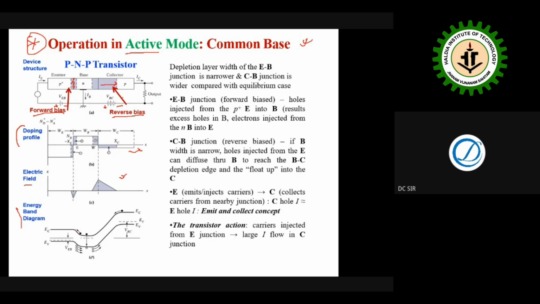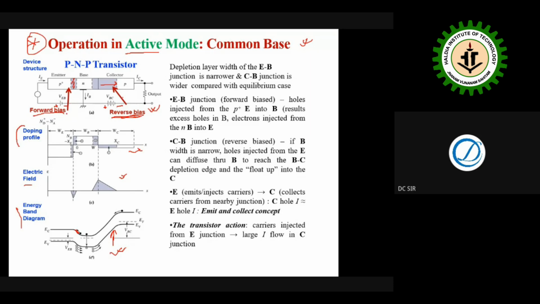This portion decreases compared to the previous diagram, whereas this increases due to the reverse bias. So if you think about the current flow with this diagram, you can explain, and if you think with this diagram, you can also explain. So what is the explanation of current flow?